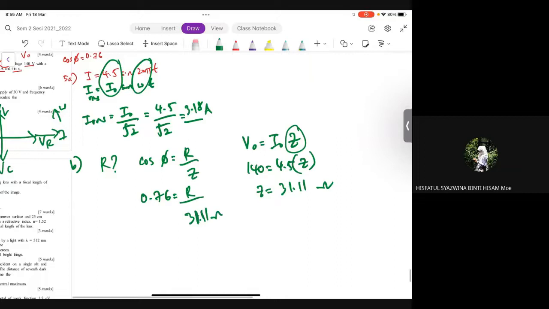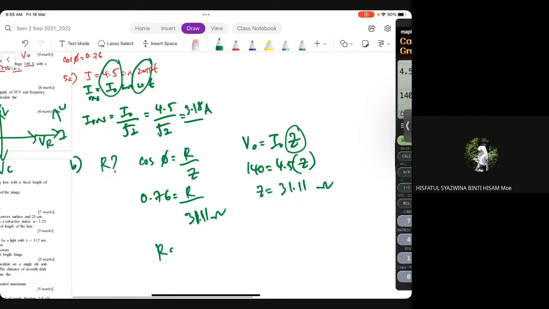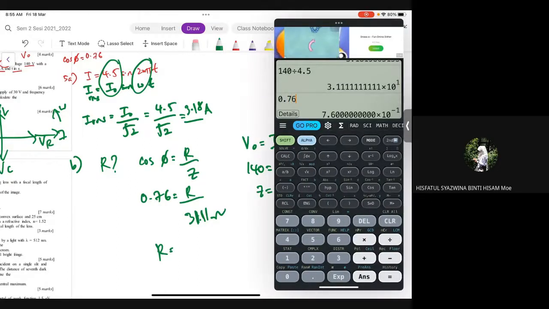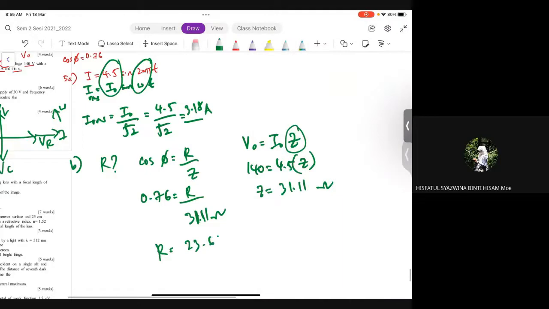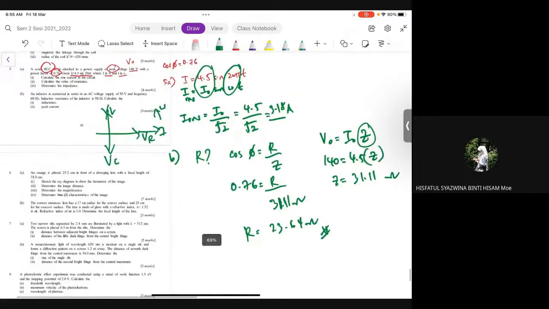31.11 ohm. So, my R is 0.76 times the answer. So, 23.64 ohm. That is my R. So, you have to think a bit quickly.